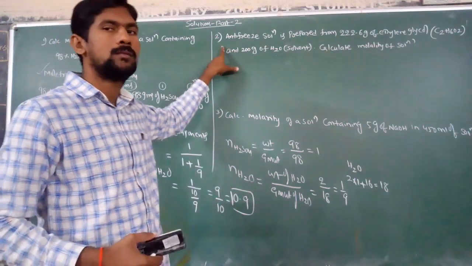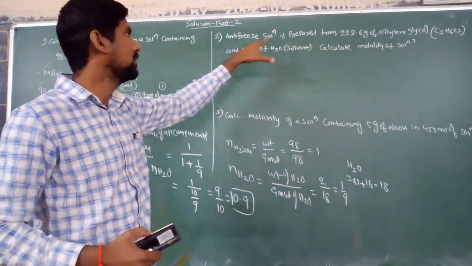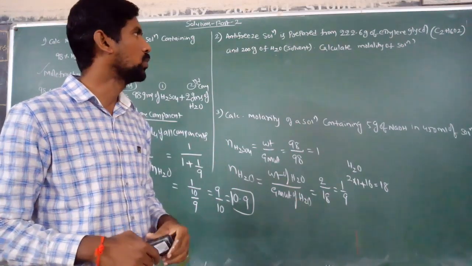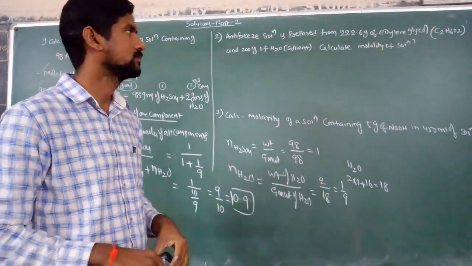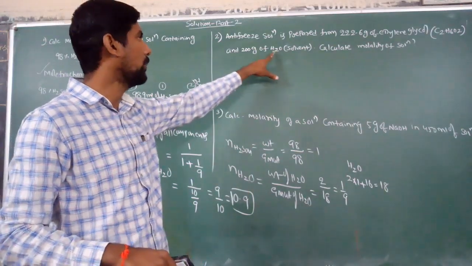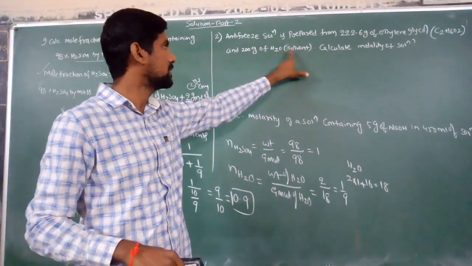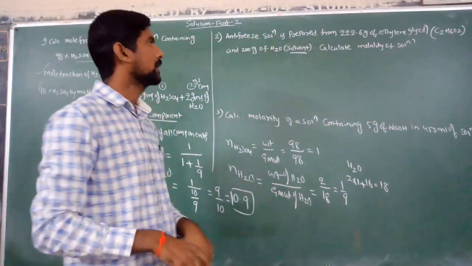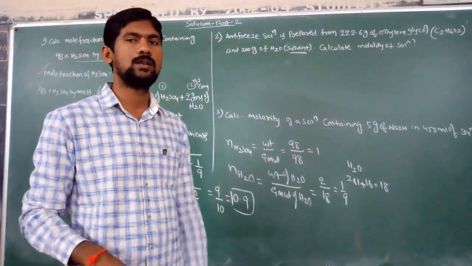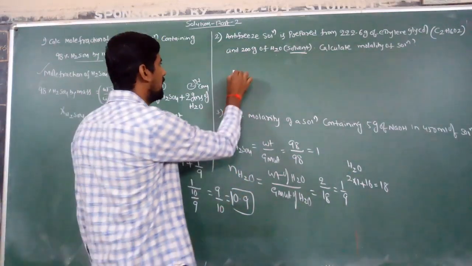Coming to the second problem: an antifreeze solution is prepared from 222.6 grams of ethylene glycol and 200 grams of water. In the brackets it is mentioned as solvent. Calculate the molality of the solution. You know what the formula of molality is.